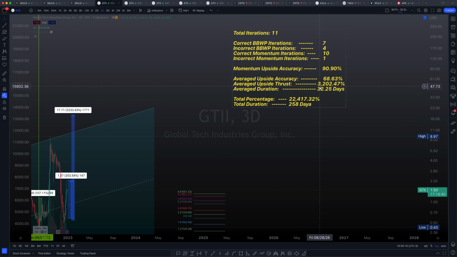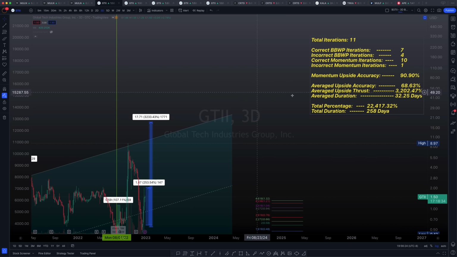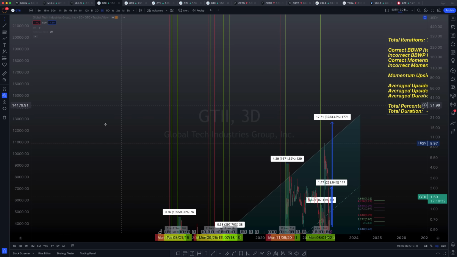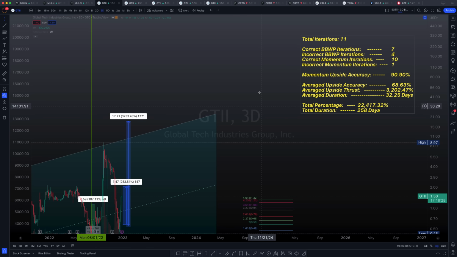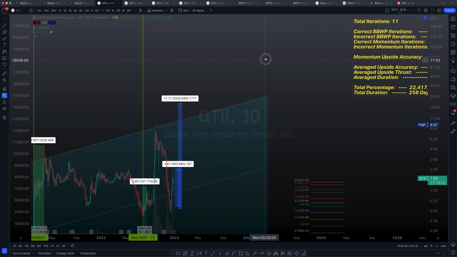3,202% upside thrust is what we gained by taking a momentum versus volatility test throughout the entire history of the GTii asset on the 3-day chart. We've come up with this massive upside thrust over the span of about 32.25 days.